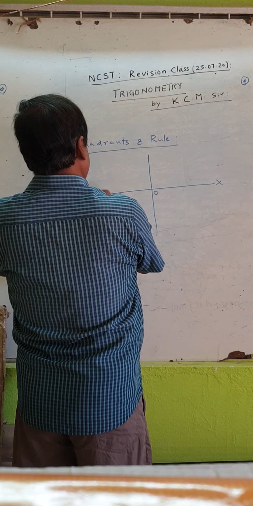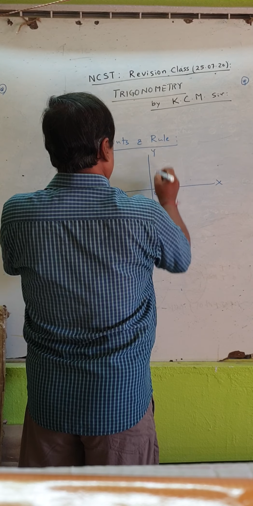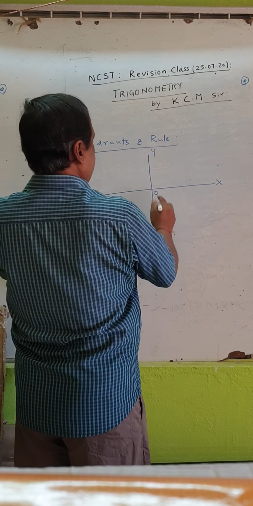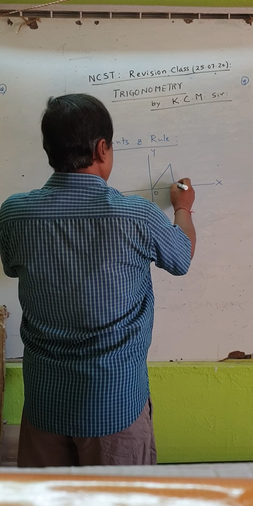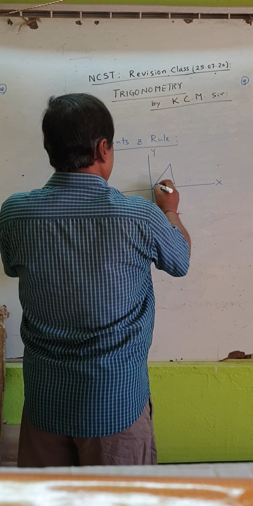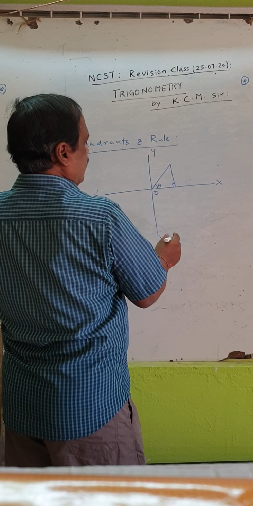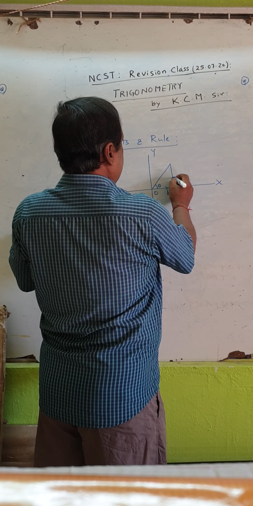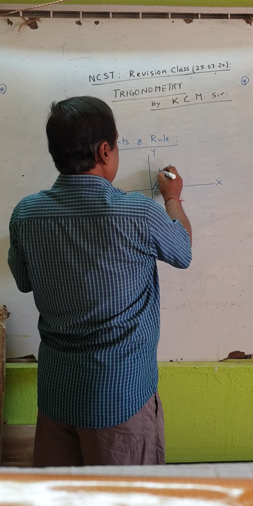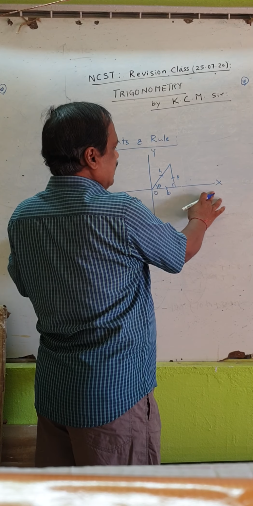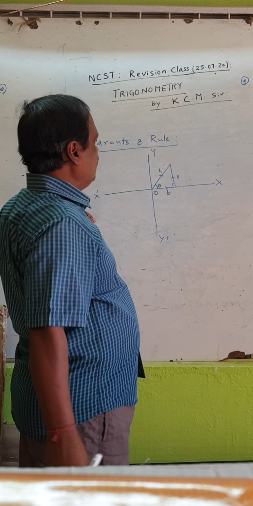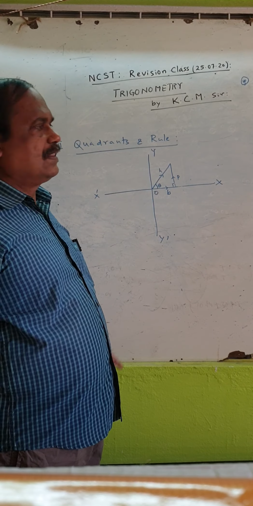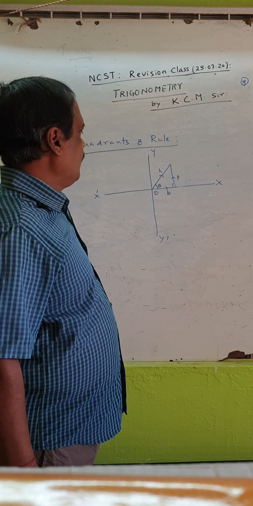X O, X dash, Y O, Y dash. Here X positive, here X negative, Y positive, Y negative. So describe a right angle triangle here. This is the right angle, this is theta. This is B and this is P. This is your H. So B is along the positive X axis, P along the positive Y axis, but H is the hypotenuse. This is a length, so this is always positive.